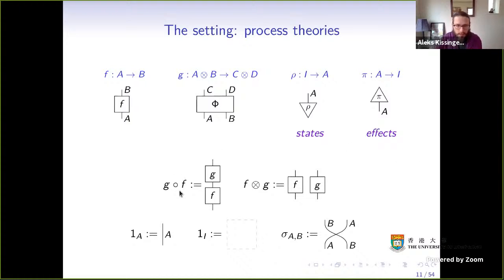Here's a compose and a tensor. Identity processes are the do-nothing process, which is just a wire. This is the do-nothing-to-nothing process, which is just empty space, nothing happening to an empty universe. And we really want to allow these things to connect fairly arbitrarily, so we have things like crossing wires over each other. That's allowed as a process.